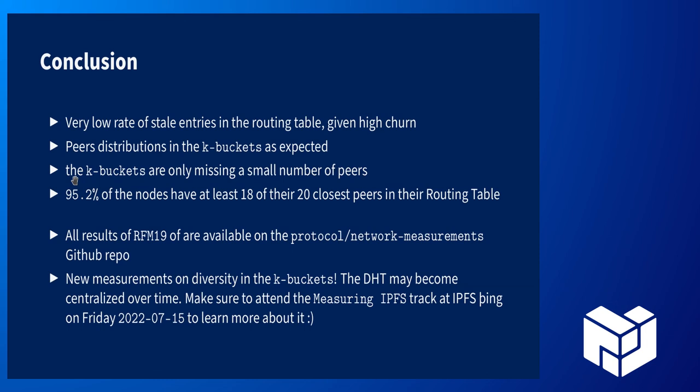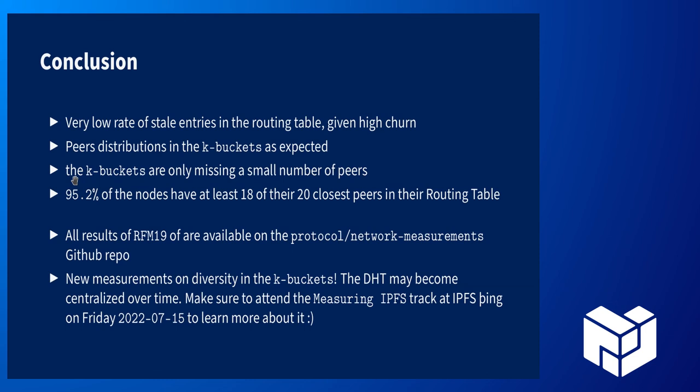So ProbeLab is doing a lot of RFMs. I think at the moment there are 20 RFMs that we publish on the GitHub repo protocol/network-measurements. So I encourage you to go and check them out. We already published one, which is RFM 2, and this one, RFM 19. So there is a report with much more details that is available; the PR isn't made yet, but the report is already accessible. And I'm going to give some more details on this at IPFS Thing next week. So if you're around, make sure to attend the Measuring IPFS track.